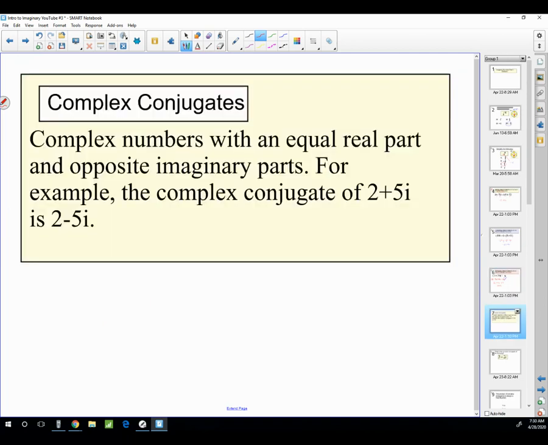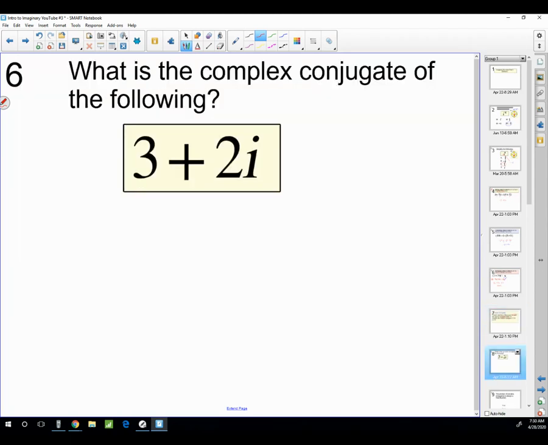And then there's this thing called a complex conjugate, where the real part stays the same and the imaginary part changes sign. So I could ask you this. Some of y'all missed that on the previous exercise. I just said, hey, what's the complex conjugate? And the answer is 3 minus 2i. I mean, come on, that's as easy as it gets.